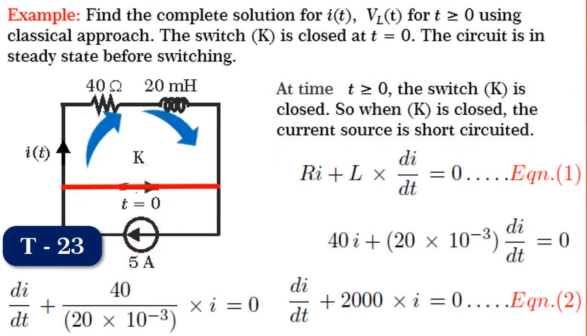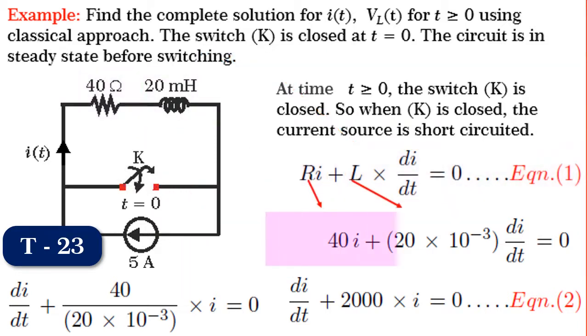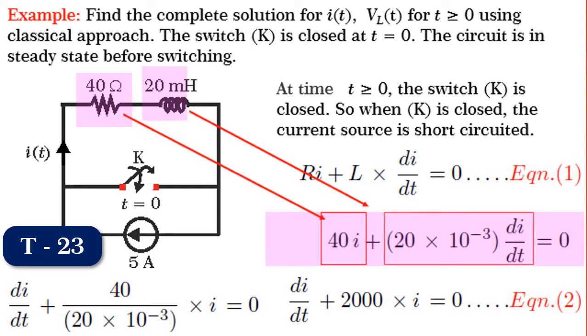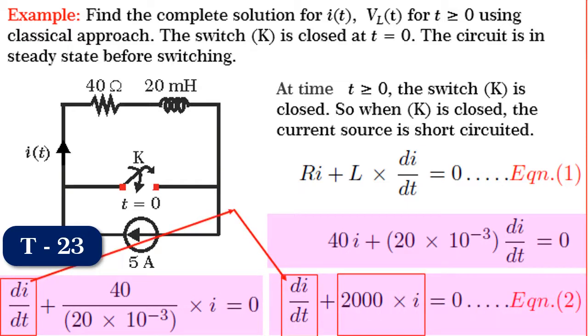By writing the system equation for time t greater than or equal to 0, we get R into I plus L into di by dt is equal to 0. Let it be equation 1. By substituting the values, we get 40 I plus 20 into 10 to the power of minus 3 into di by dt is equal to 0. By rearranging it in the standard form, we get di by dt plus 2000 I is equal to 0. Let it be equation 2.